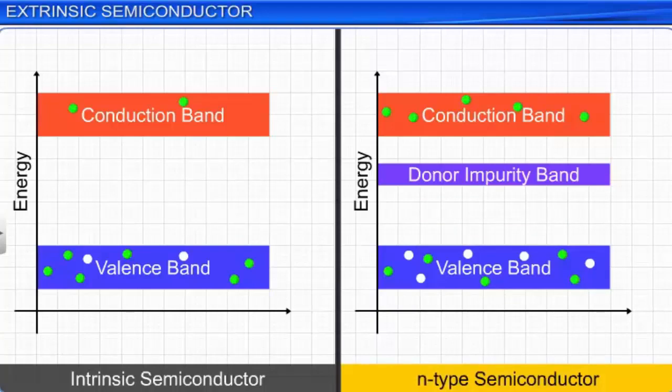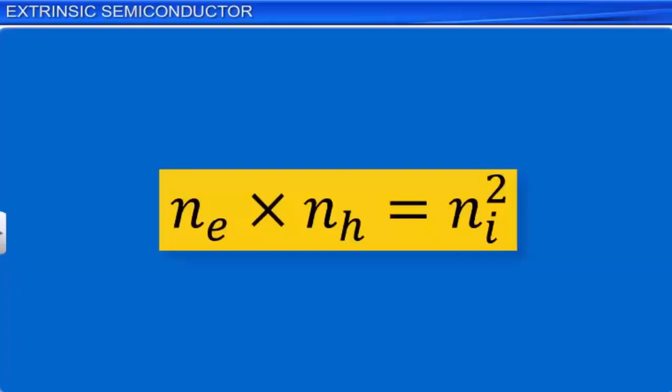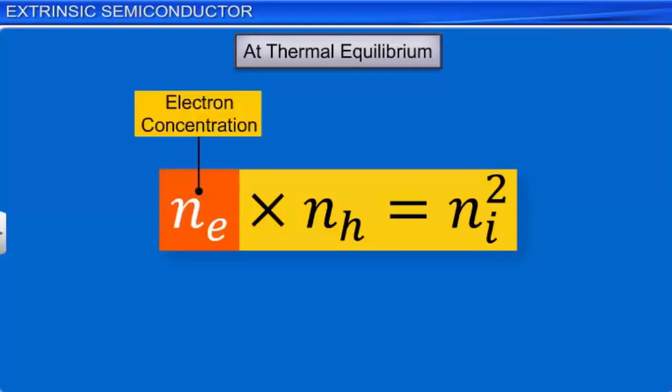It can be shown that at thermal equilibrium, Ne × NH is equal to Ni². Here, Ne, NH and Ni denote the concentration of electrons, holes, and intrinsic carriers respectively. You will learn about the details of the equation at higher classes.